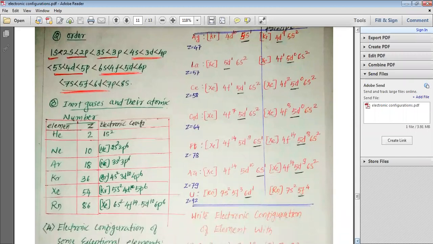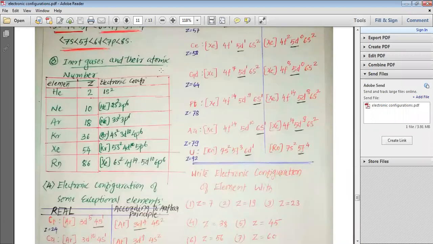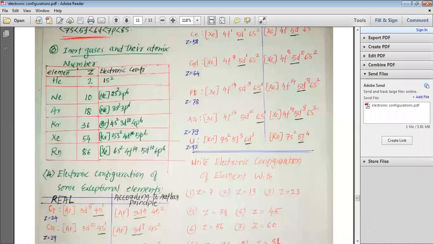Then, you should know the electronic configuration of the inert gases. You must know this electronic configuration well. You need to learn even their atomic numbers if needed, so please learn their atomic numbers also, and please learn this table well.